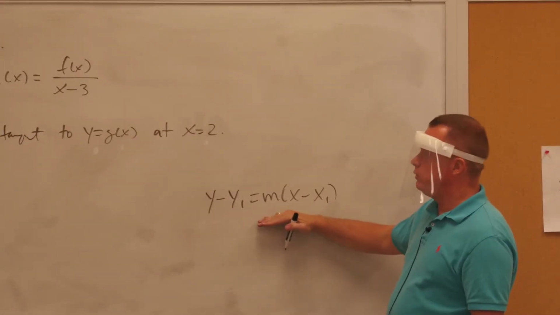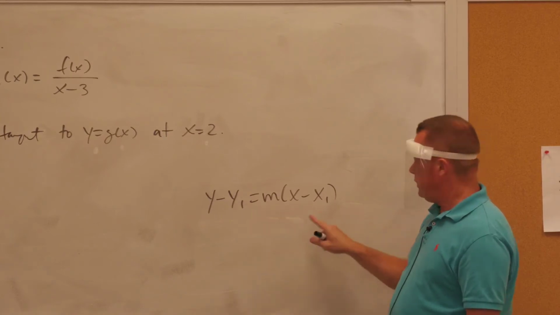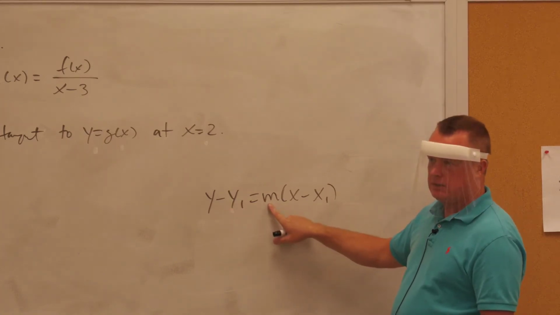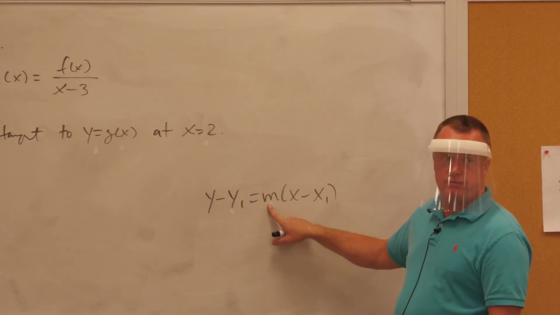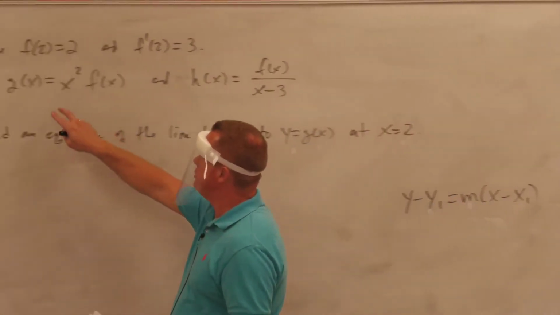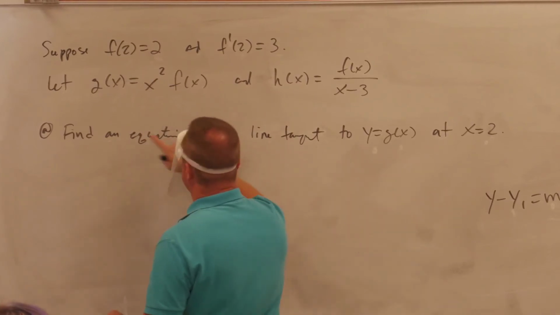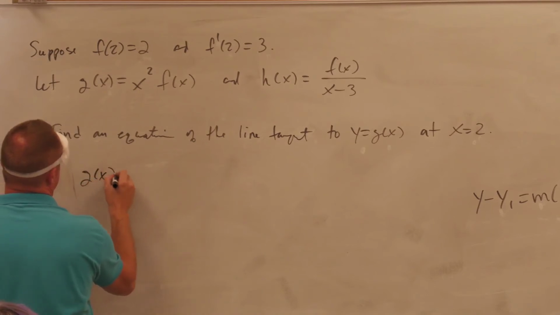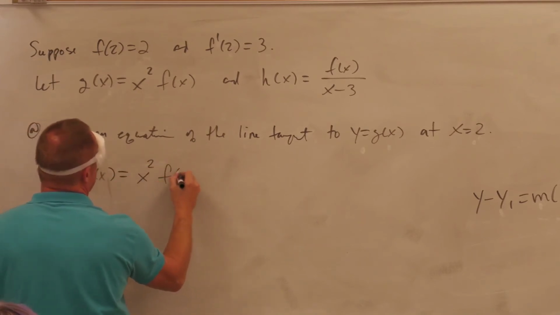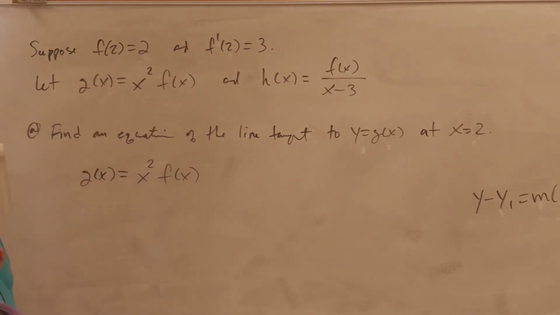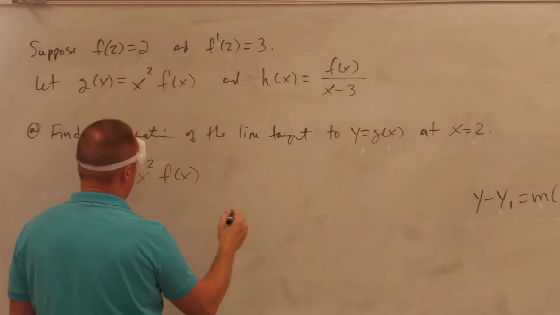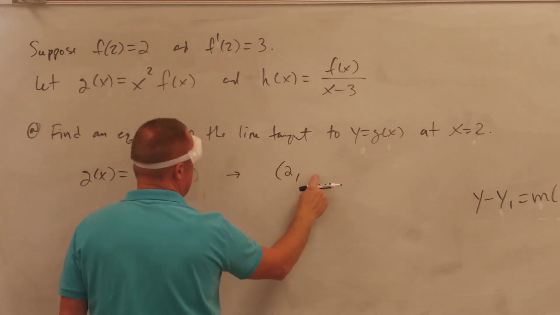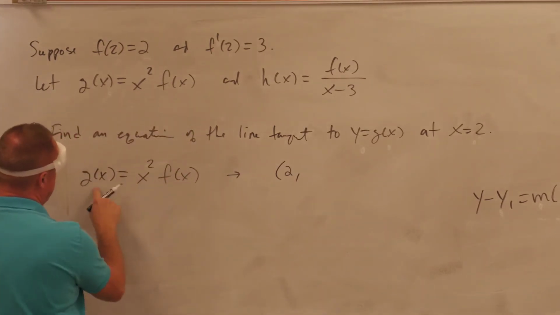So to do this, what do we need? We need a point on the graph, right? And we need what else? The slope of the tangent line, which is the derivative. We need to go back to the function. Now, the function is not f that we're finding, it's g of x, right? So g of x is x squared times f of x. To get my point, x1, y1, x is 2. To get y, I need to find g at 2.